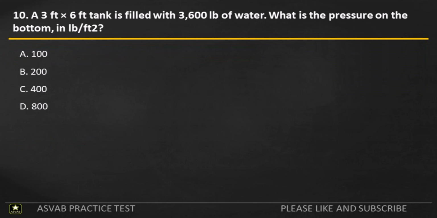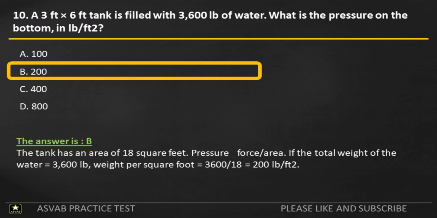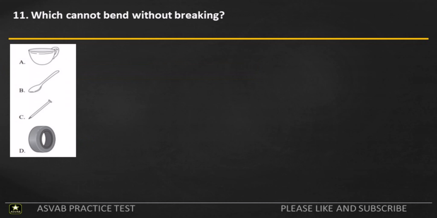10. A 3 feet times 6 feet tank is filled with 3,600 pounds of water. What is the pressure on the bottom, in pounds/ft2? A. 100. B. 200. C. 400. D. 800. The answer is B. The tank has an area of 18 square feet. Pressure equals force over area. If the total weight of the water equals 3,600 pounds, weight per square foot equals 3,600/18 equals 200 pounds/ft2.